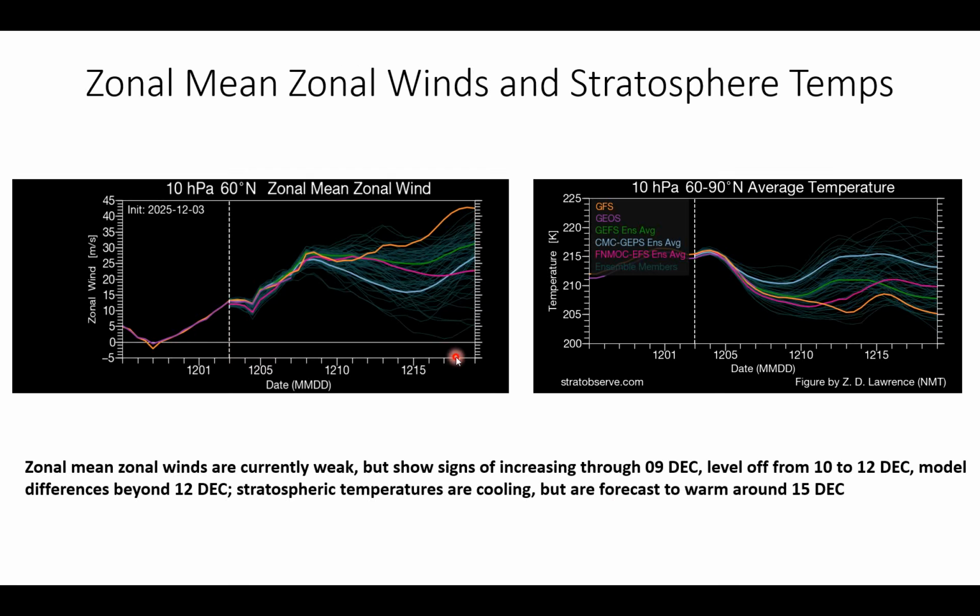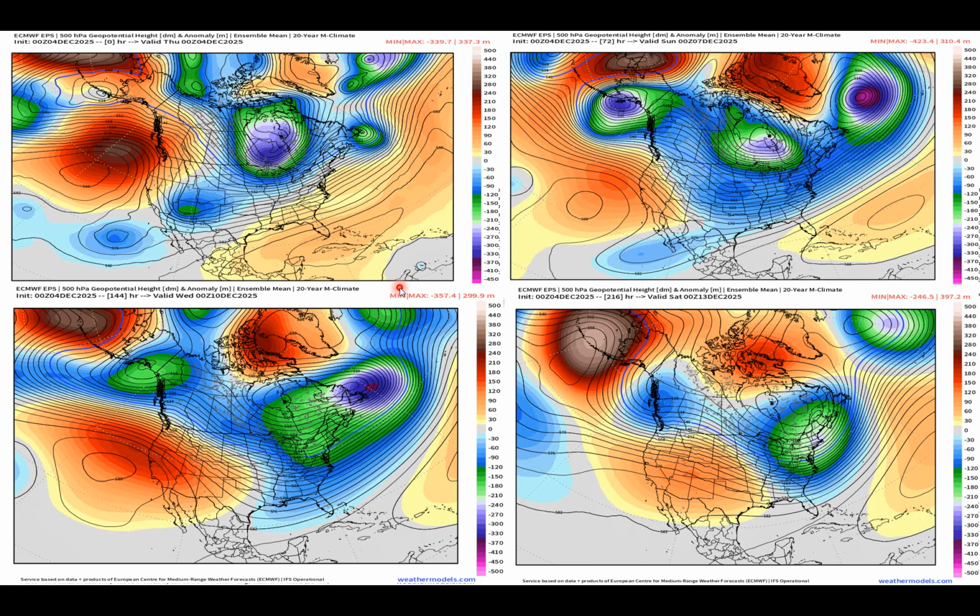Zonal mean zonal winds are a great indicator of stratospheric polar vortex strength. Look at the values over here on the right, from -5 to 45 meters per second. Whenever these winds are very strong, it indicates a very strong polar vortex. Whenever these winds drop off, it indicates a weaker polar vortex. So there are some indications that we could see warming stratospheric temperatures and a little bit of drop-off or deceleration of these zonal mean zonal winds right around mid-month.